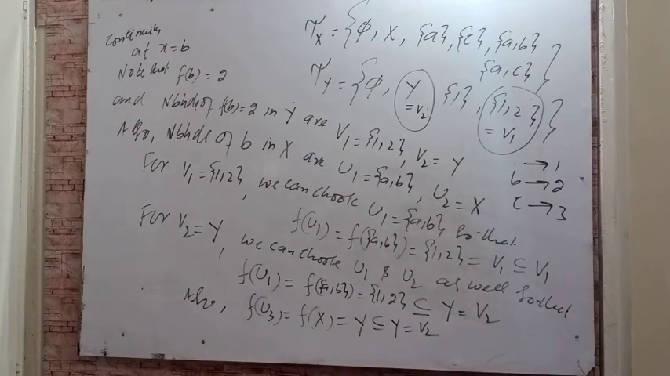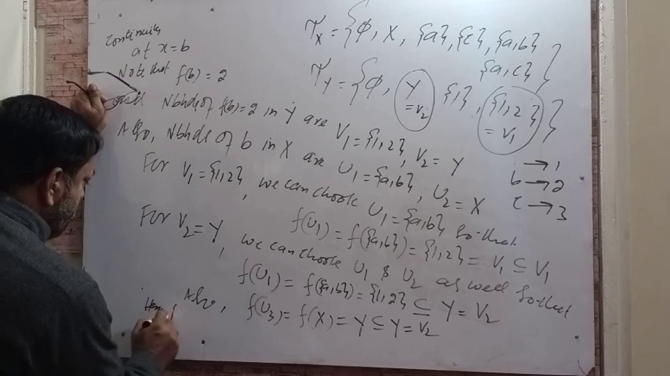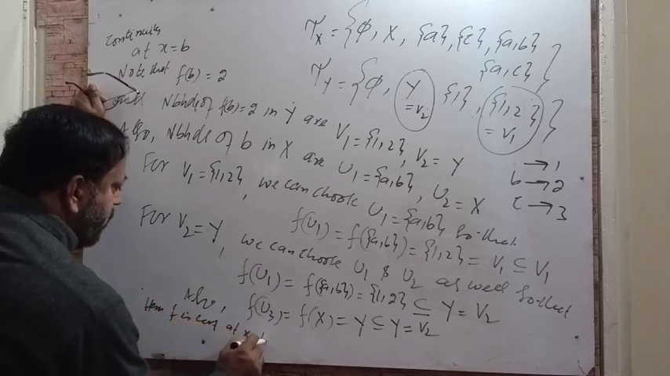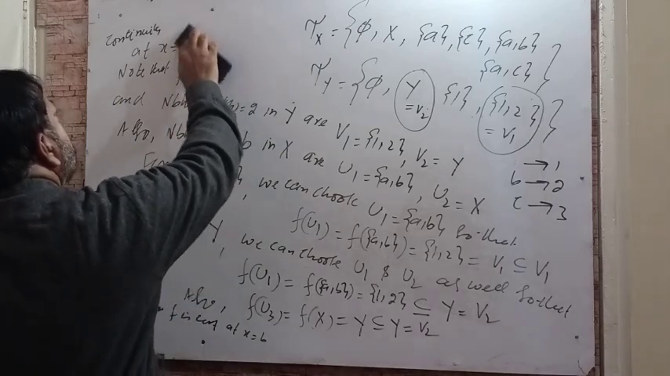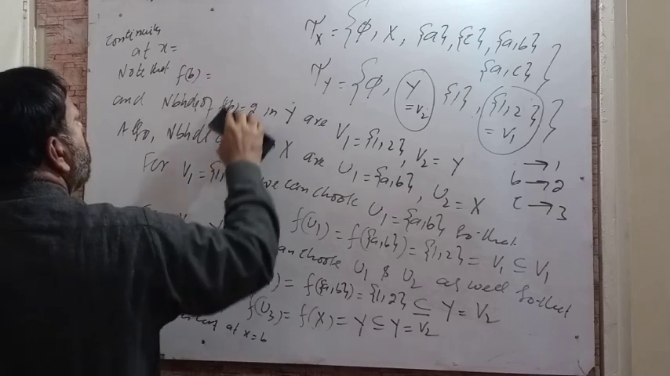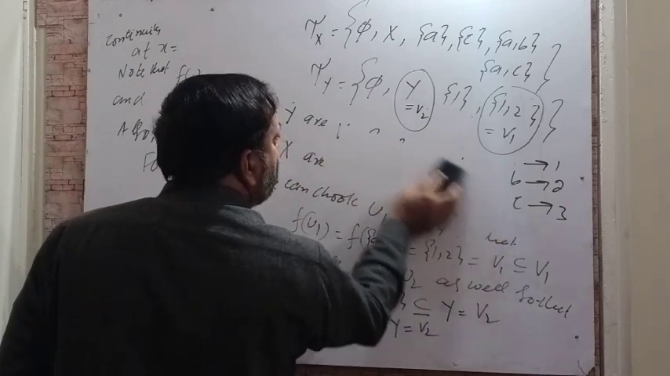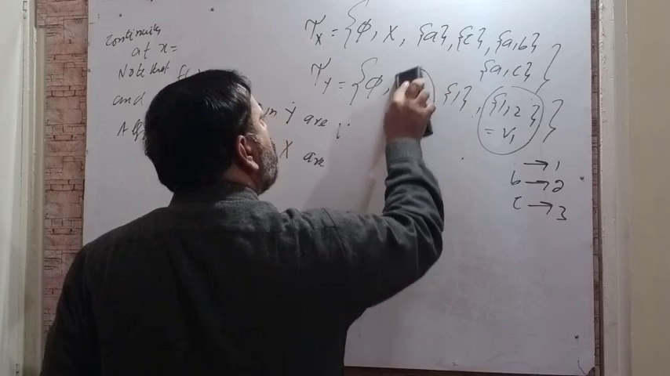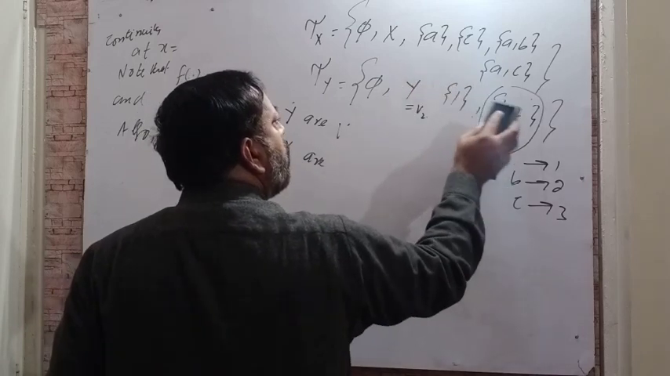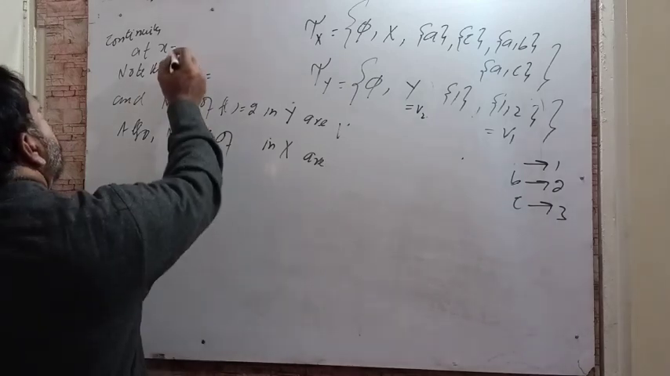Now we will check for X equal to C. Similarly, you can check for X equal to C. The definition would be satisfied. Continuity at X equal to C.